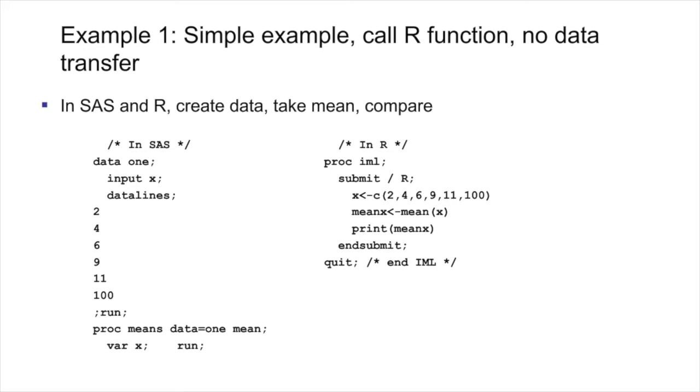We are going to do a submit block that starts with submit /R. We're going to create an object called X. We're going to take the mean of X, and we're going to print the result. And then we're going to use endsubmit to end our submit block. And that's all we're going to do. There's no data transfer or anything, just basic stuff.